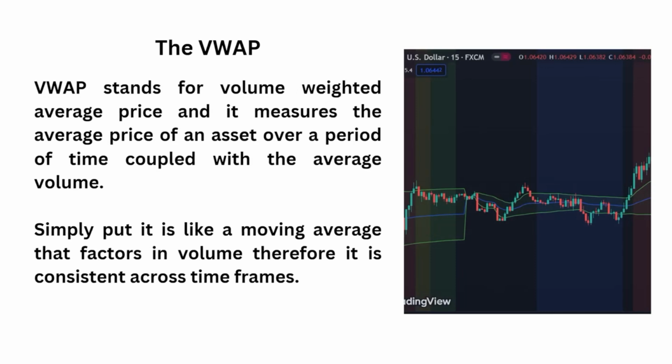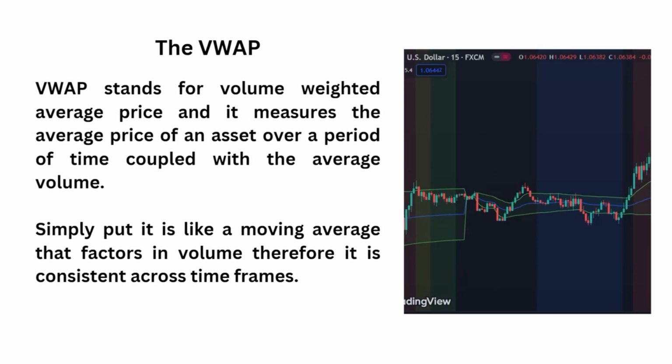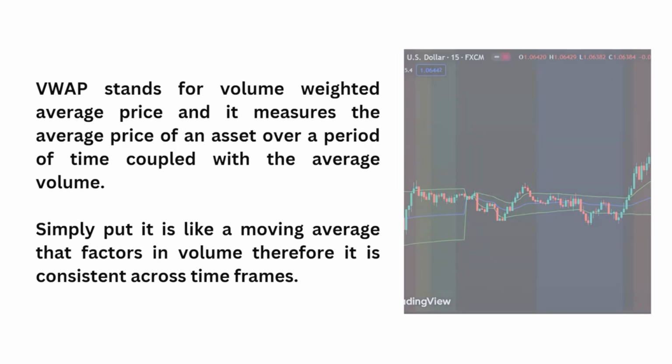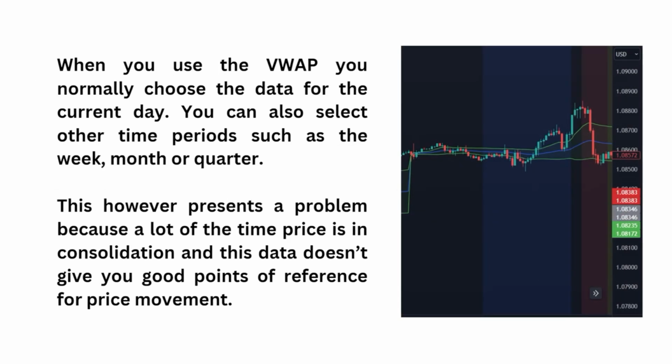The VWAP stands for Volume Weighted Average Price, and it measures the average price of an asset over a period of time, coupled with the average volume. Simply put, it is like a moving average that factors in volume. Therefore, it is consistent across time frames. When you use the VWAP, you normally choose the data for the current day. You can also select other time periods, such as the week, month, or quarter.